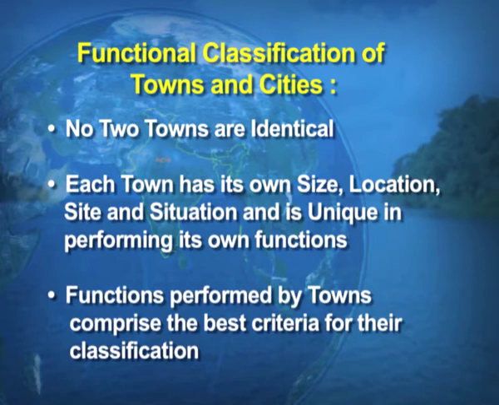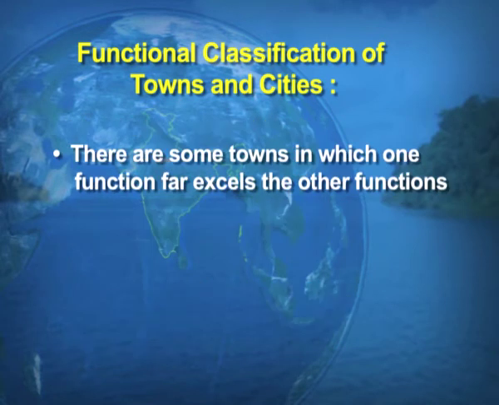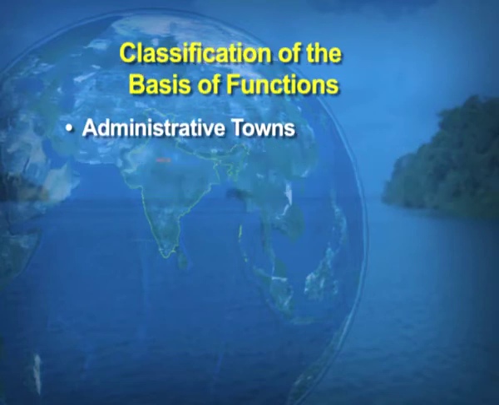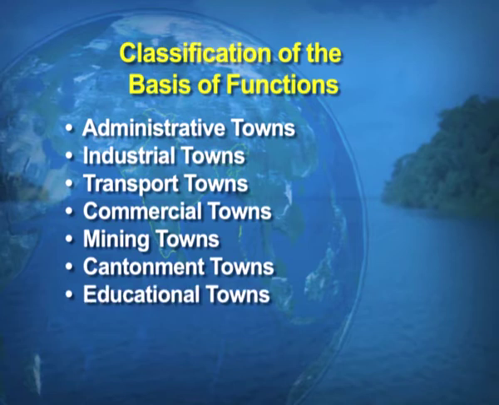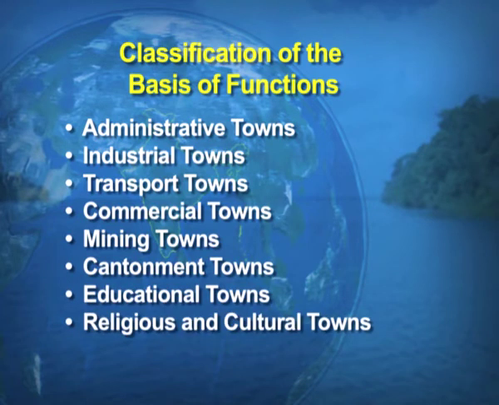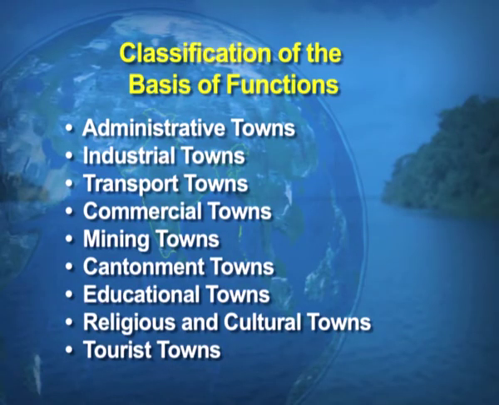Functions performed by the towns comprise the best criteria for their classification, and there are some towns in which one function far excels the other functions. Now, we classify the towns on the basis of functions. They are administrative towns, industrial towns, transport towns, commercial towns, mining towns, cantonment towns, educational towns, religious and cultural towns, and lastly, we have the tourist towns as well.